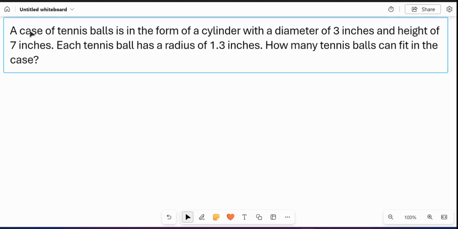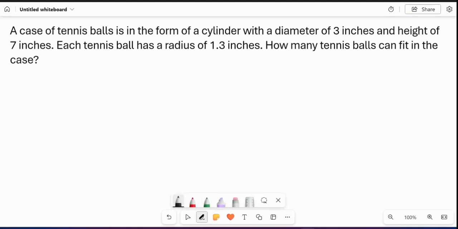In this first problem, it says a case of tennis balls is in the form of a cylinder with a diameter of 3 and a height of 7. Each tennis ball has a radius of 1.3 inches. How many tennis balls can fit in the case? First thing we have to do is find the volume of all the figures we're trying to solve for. In this case, we have a cylinder, which is the case, and we have a tennis ball, which is a sphere.